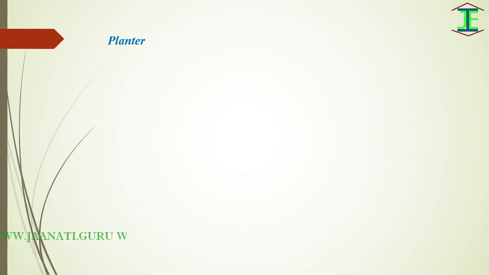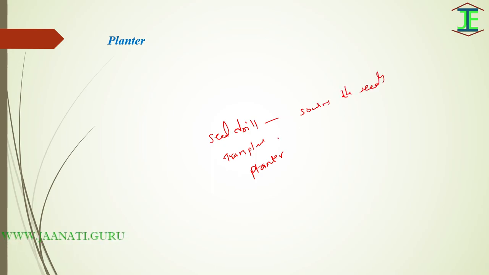Planter. See here, drill. That means seed drill. Transplanter. Planter. So drill is nothing but for sowing the seeds. Transplanter is used for sowing seedlings, for placing the seedlings in the soil.